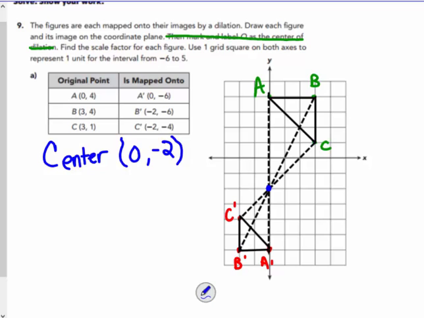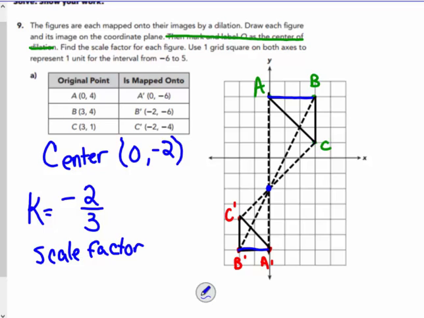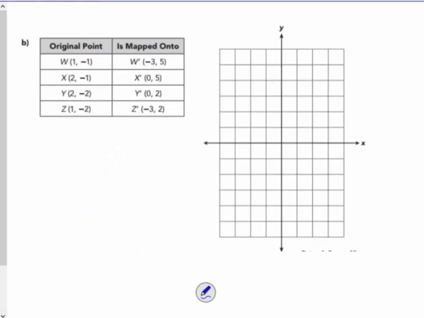And the scale factor: the image, so I'm going to say side AB, side AB is 2 units long, and side AB of the original is 3 units long. And I know it's going to be a negative scale factor, which I can call K, or I could write out the words scale factor. That's what K is. It is the scale factor. The scale factor is -2/3 with a center at (0, -2). So let's do the next one, last one.